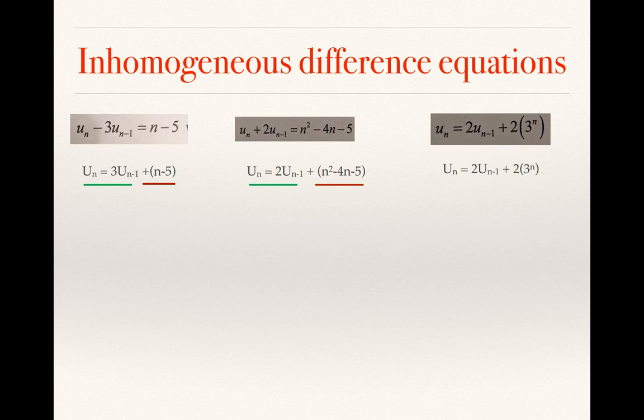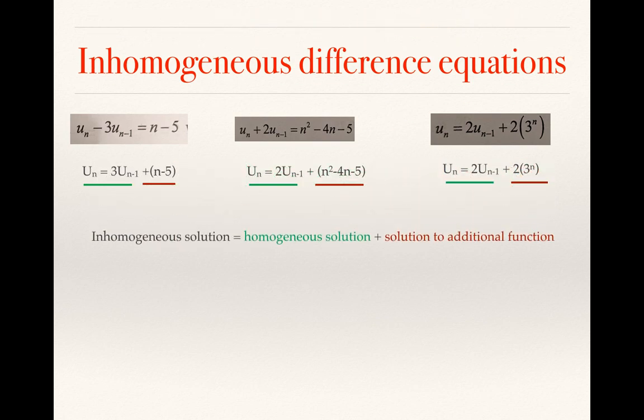Again, I haven't changed it there, but the homogeneous part is the first part, and the thing that makes it inhomogeneous is the function at the end of it, and we need a solution to both of those added together to give us the solution for the inhomogeneous difference equations. Alright, so I'm basically saying you'll get a general solution for the entire thing by getting the solution for the thing underlined in green and adding together the solution to the additional functions.